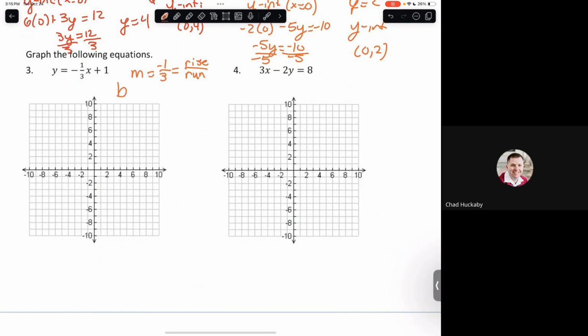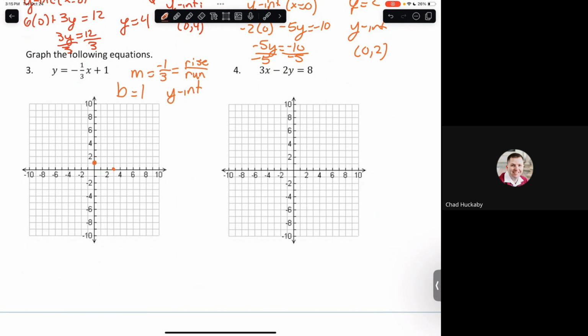So our b, our y-intercept, is 1. That's our y-intercept. So the point (0, 1) right there is on our graph. And we want to find another point. Well, for every 1 I go down in y, I have to go over 3. So the point (3, 0) would be on our graph. So we can graph that.